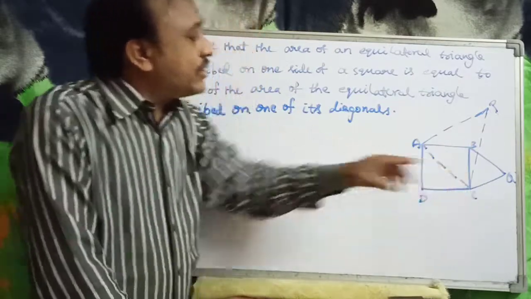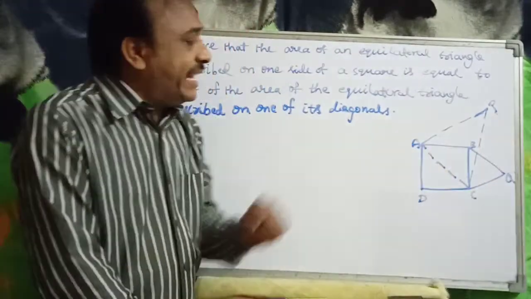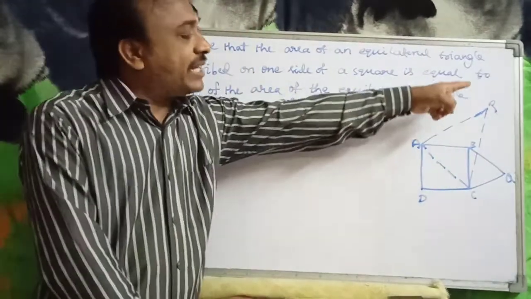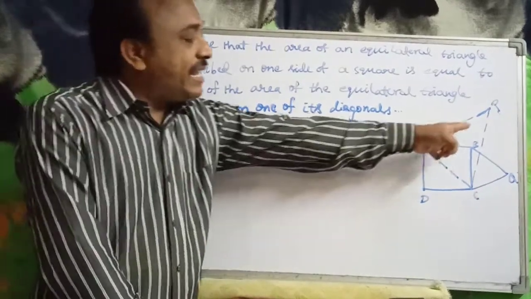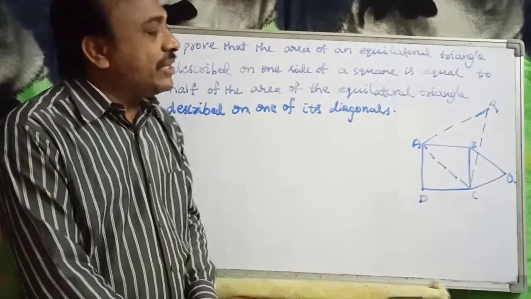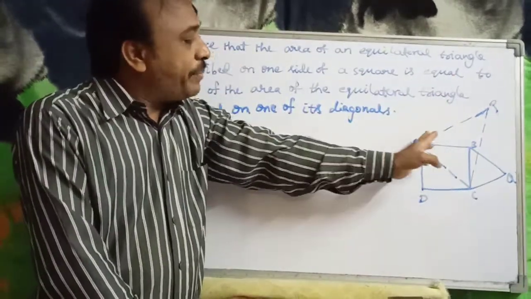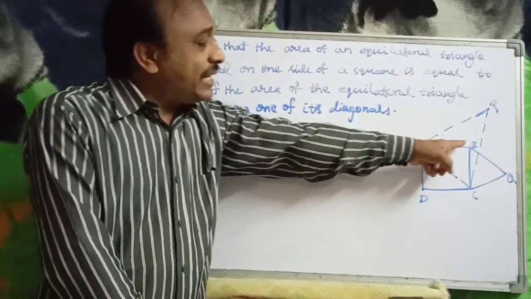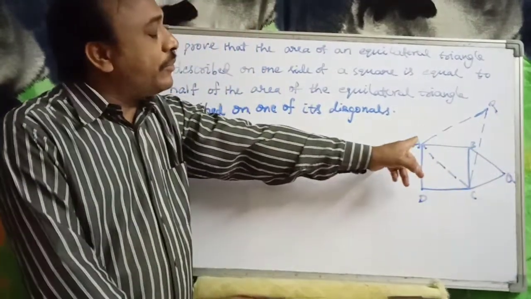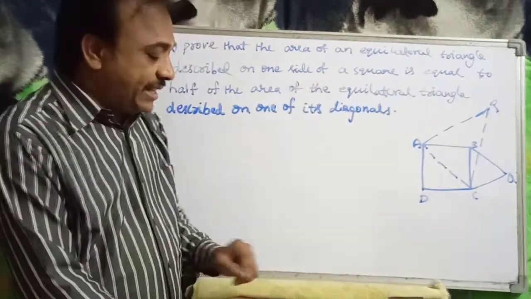APC and BQC. So now we have to prove that area of triangle BQC is half of the area of triangle APC. Sorry, it's a P over here. We have to prove that area of triangle BQC is equal to half of the area of triangle APC. That we have to prove.